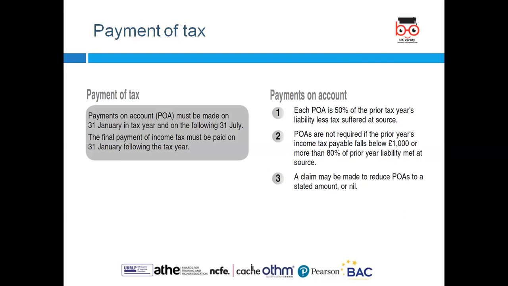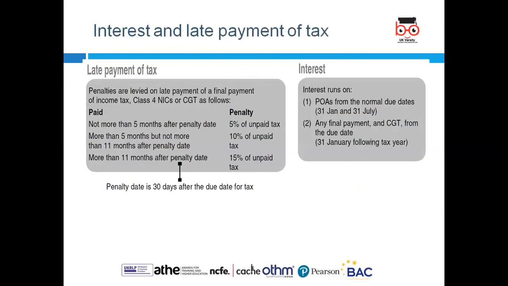Okay, so we can look around the liabilities, sources, and various other sources. We can look at which category it falls into and the liabilities according to the Finance Act. Interest and late payments: not more than 5 months after the penalty date is 5% of unpaid tax. More than 5 months but not more than 11 months after the penalty date is 10% of tax, and more than 11 months after the penalty date is 15% of unpaid tax. So this is all the rules really. It can carry on changing, so it's a matter of pursuing.